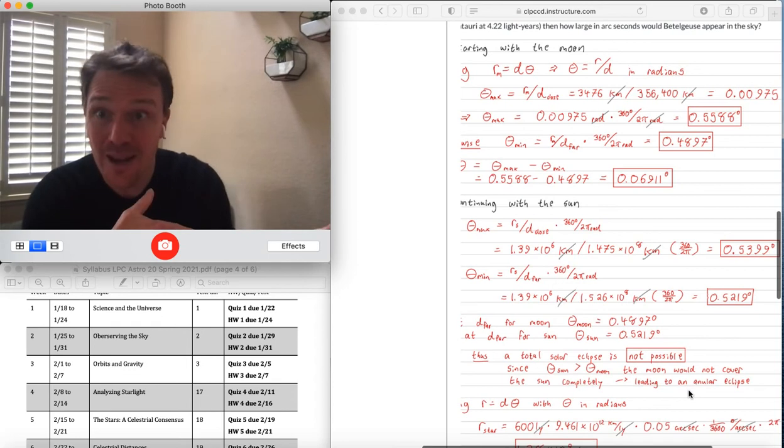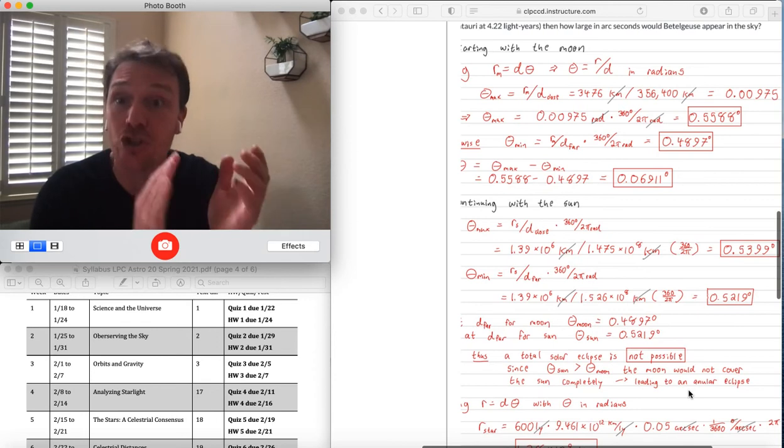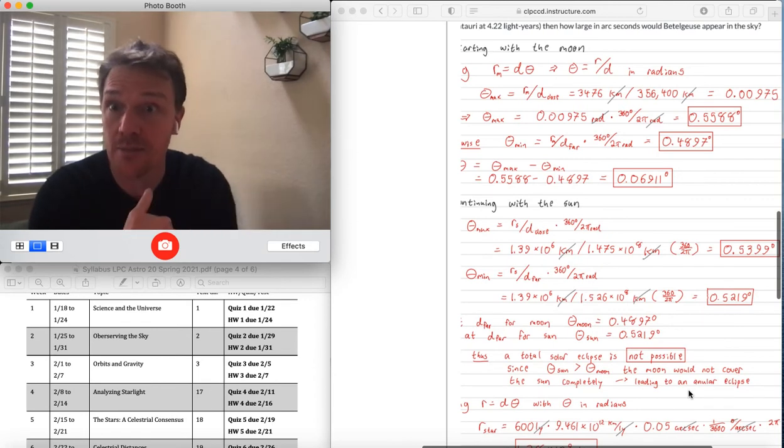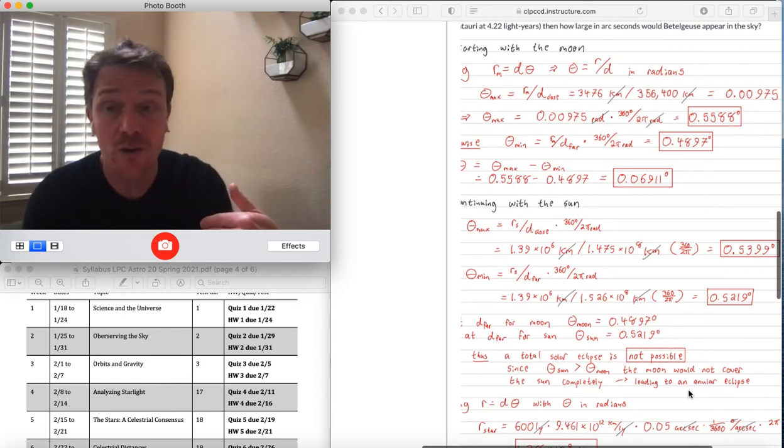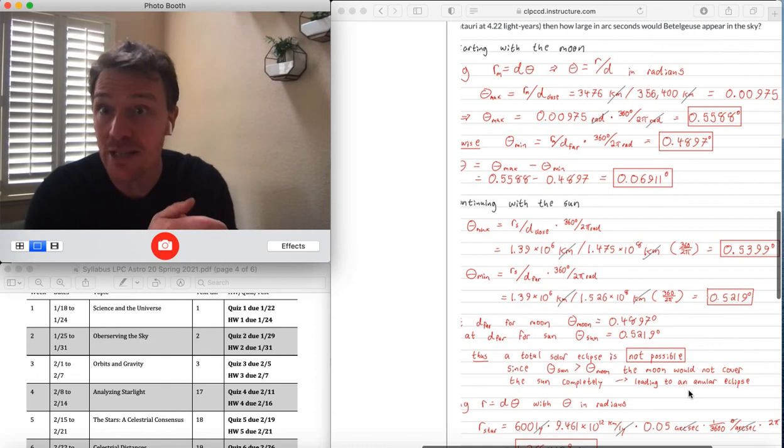So if the conditions are just right, it would be during a new moon, because the moon needs to be between us and the sun for a solar eclipse. During a new moon, the moon happens to be as far away as it gets during its elliptical orbit, or close to as far away as it gets, and we happen to be as close to the sun as we get during our yearly orbit around the sun, then we get an annular eclipse.